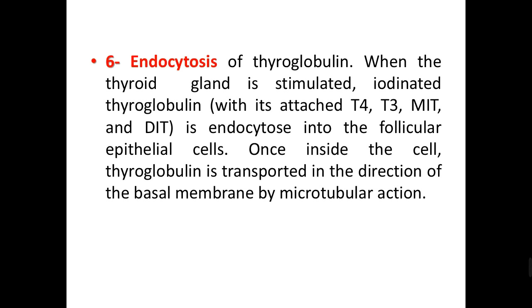Another step in the production and formation of thyroid hormone is endocytosis of thyroglobulin. When the thyroid gland is stimulated, iodinated thyroglobulin with its attached T4 and T3, monoiodo and diiodotyrosine is endocytosed into the follicular epithelial cells. Once inside the follicular cells, thyroglobulin is transported in the direction of the basal membrane by microtubular action.